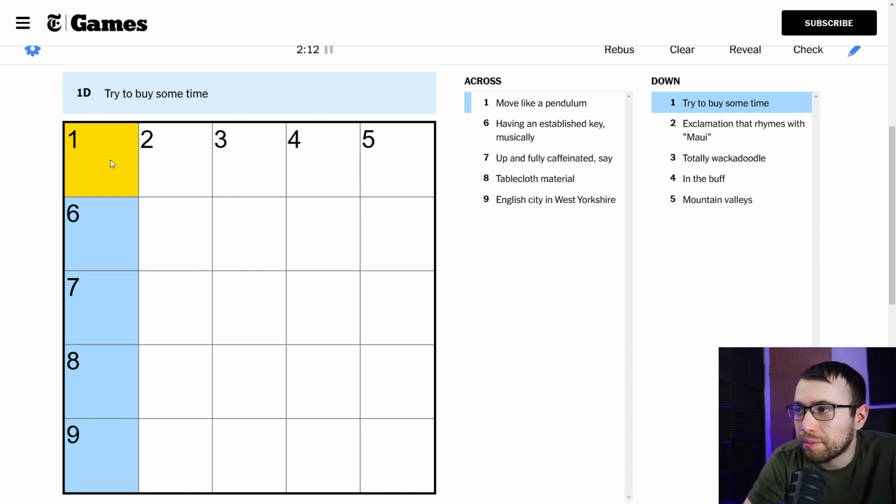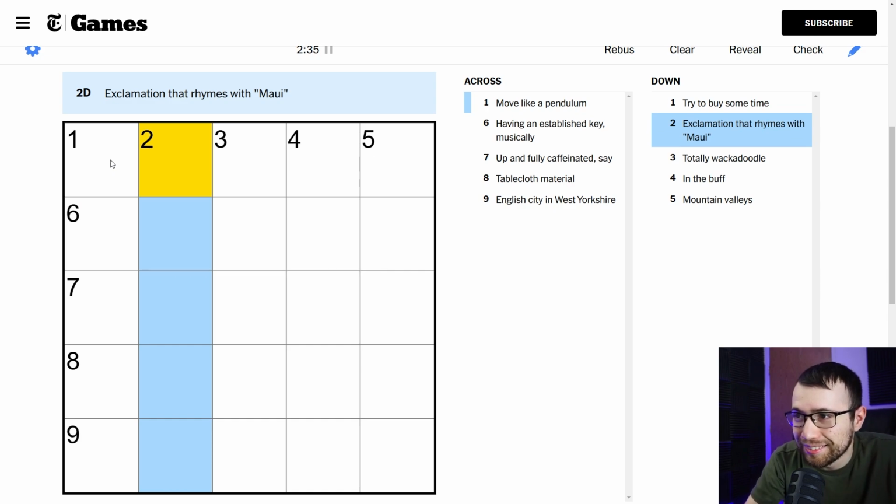Try to buy some time. A watch. You buy a watch. What does this mean? I know I've said this a million times, I'm gonna repeat myself again. These are riddles. When you're solving crosswords, you are just trying to solve riddles. Also, riddles was on a recent Strands.